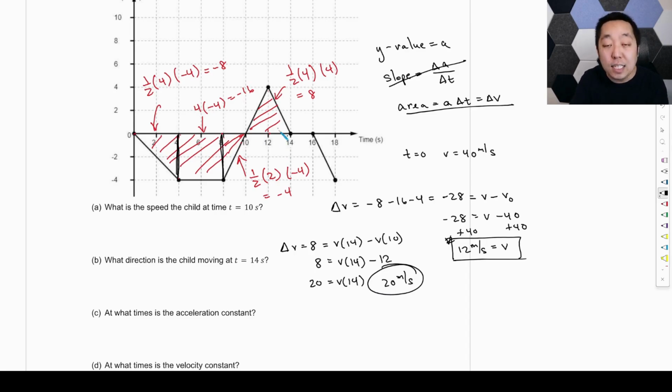That's one way to look at it, that he gained 8 meters per second. That's the change in velocity. So at this point he's going 12 meters per second. His change was 8. He gained 8 meters per second. And so now he's at 20 meters per second.